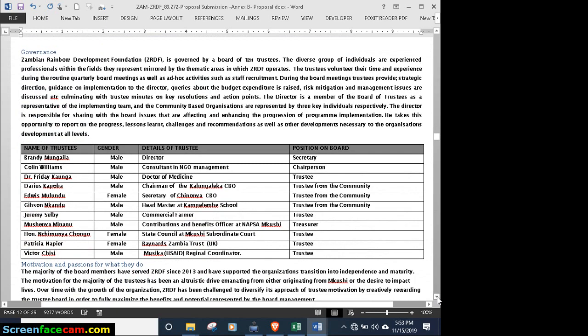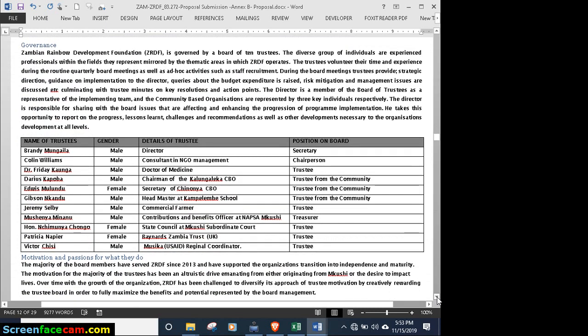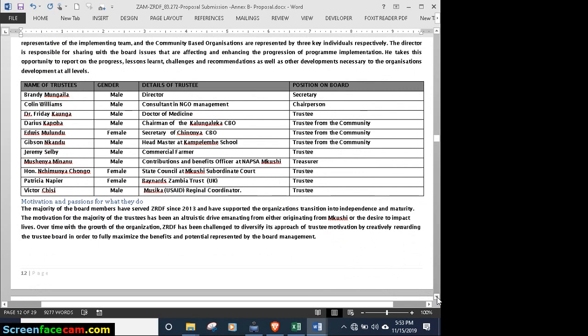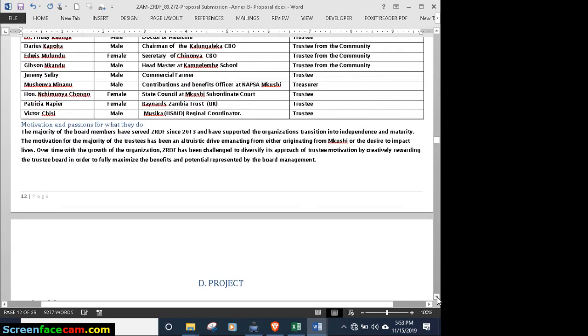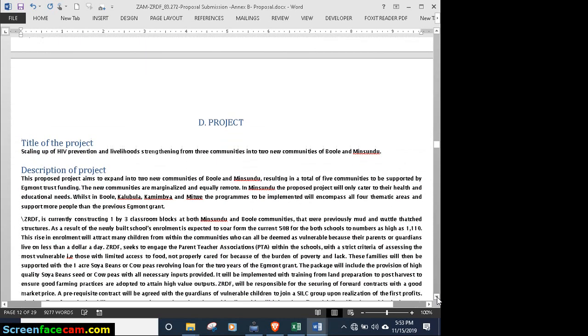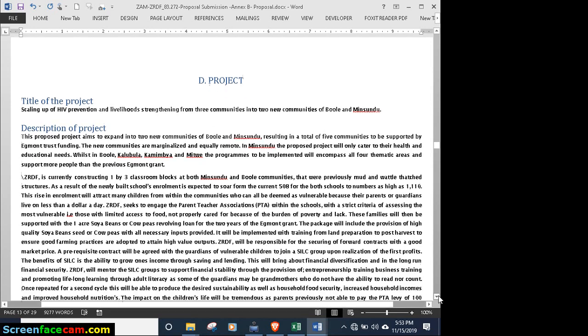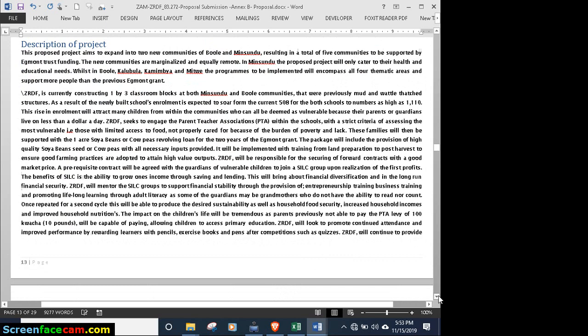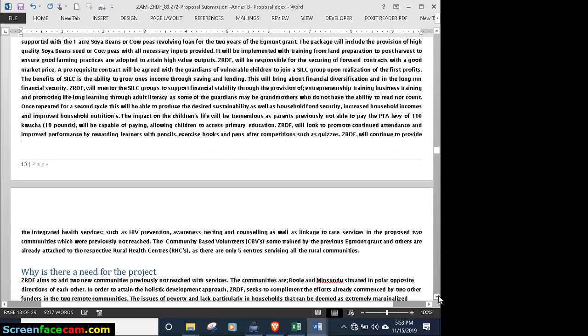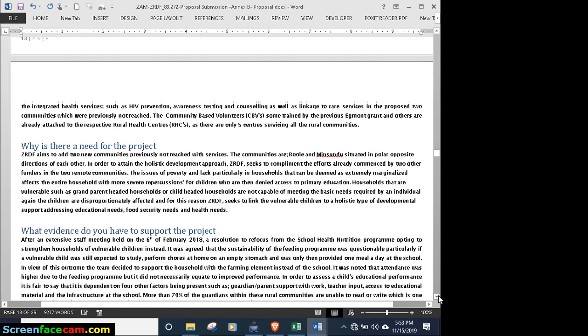Then we give some governance in terms of the board. Who are the key members of the board? What is their position, their title? And then we enter here into the project that we are proposing. So remember, we said that the title of your project is normally just a sentence. It's no longer than that. Then here there was a bit of a description which is quite long, maybe because there are quite a few components in this project. I think it's quite a lot of money, so that's why.